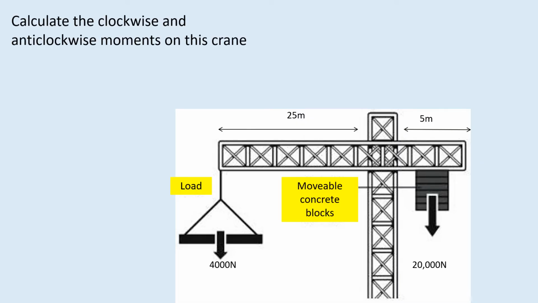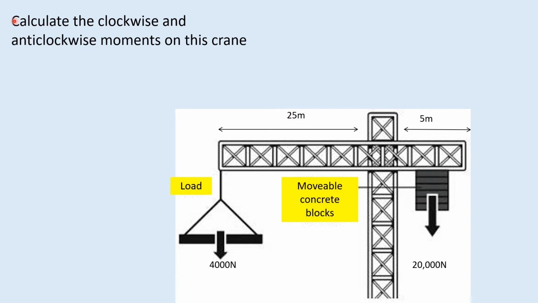Okay, so now I would like you to calculate the clockwise and anti-clockwise moments on this crane. So you have your numbers here, so you've got 25 with a 4,000 Newton load, and you've got 5 meters with a 20,000 Newton load. So pause the video here, have a go at that, and we'll go through the answers.